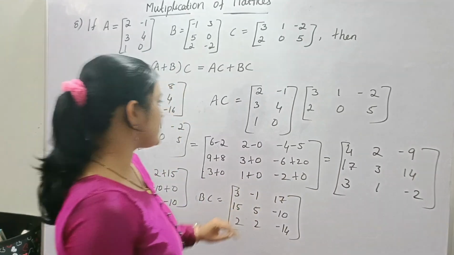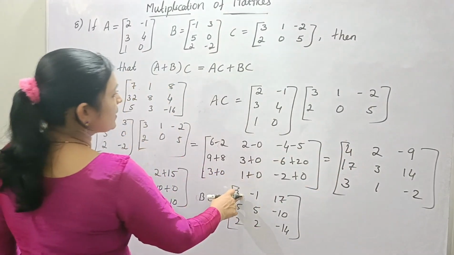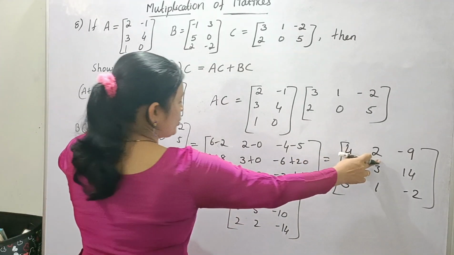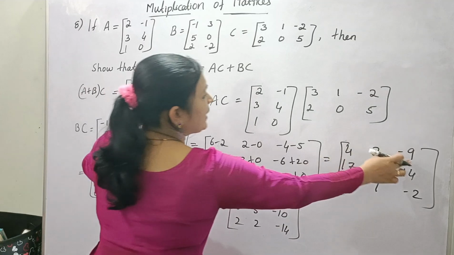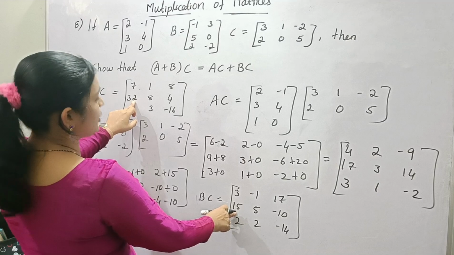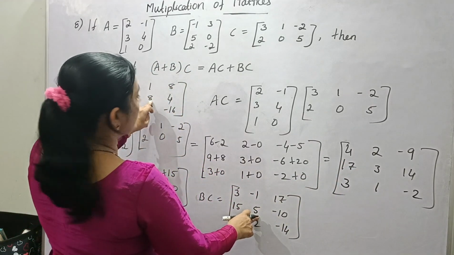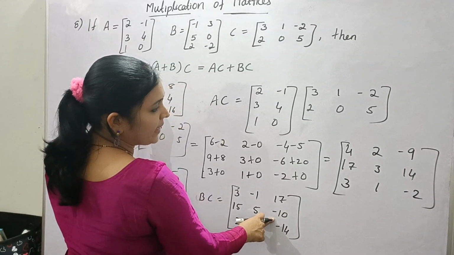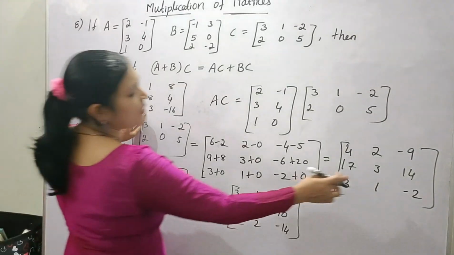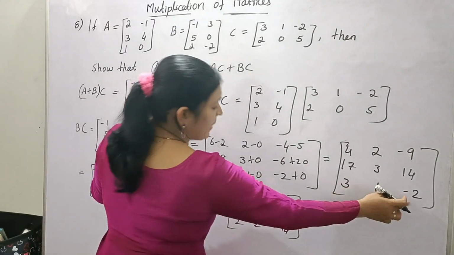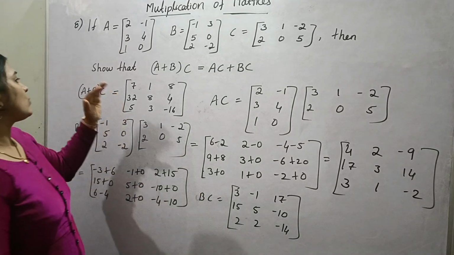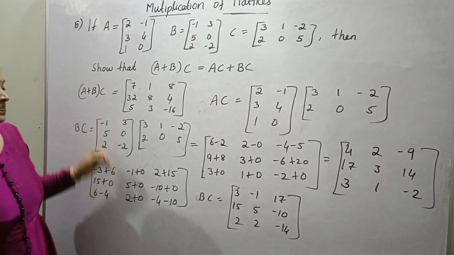See, AC is this one, BC is this one. So adding corresponding elements, 4 plus 3, that is 7. Okay. 2 minus 1, that is 1. Minus 9 plus 17, 8. 17 plus 15, 32. 3 plus 5, 8. 14 minus 10, 4. Okay. 3 plus 2, 5. 1 plus 2, 3. Minus 2, minus 14, minus 16. So we have got AC plus BC, that is equal to A plus B into C.